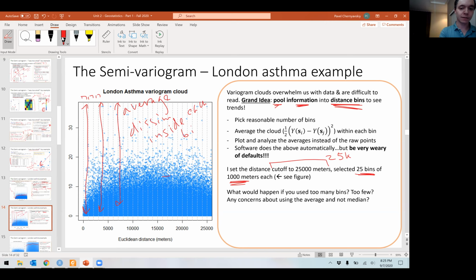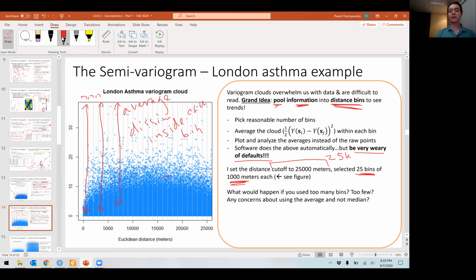So, again, be very wary of the defaults. How you cut up your distances is going to affect your result. The distances are continuous, your space is continuous, your Euclidean distances are continuous. How many bins you specify, what the cutoff is, all of that will affect your result. And I'll demonstrate that in just a little bit.